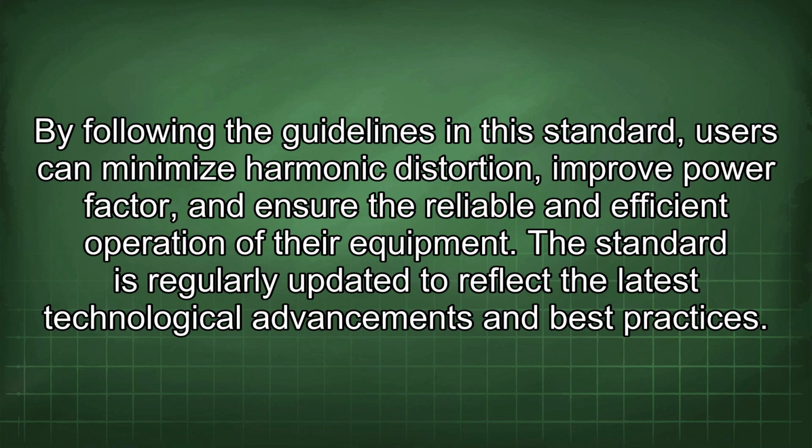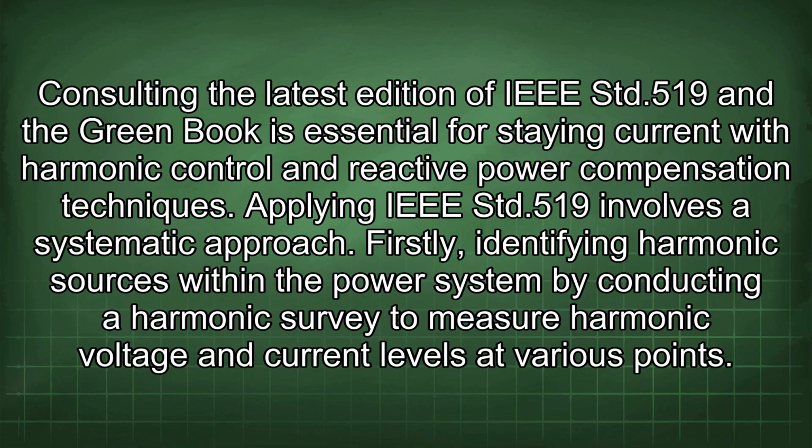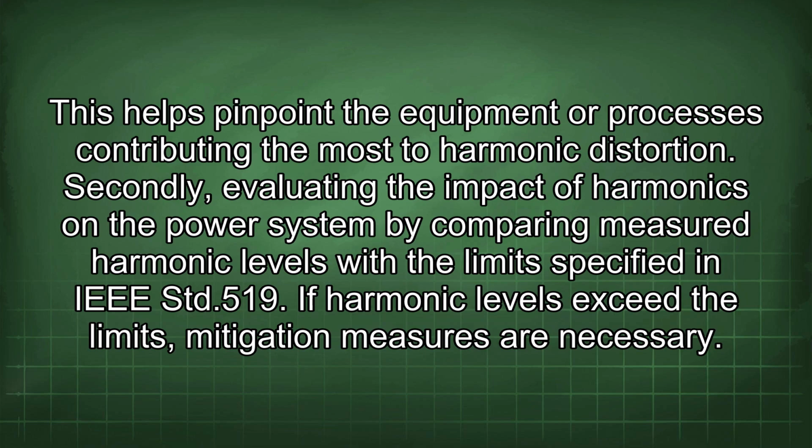The standard is regularly updated to reflect the latest technological advancements and best practices. Consulting the latest edition of IEEE Std.519 and the Green Book is essential for staying current with harmonic control and reactive power compensation techniques. Applying IEEE Std.519 involves a systematic approach. Firstly, identifying harmonic sources within the power system by conducting a harmonic survey to measure harmonic voltage and current levels at various points. This helps pinpoint the equipment or processes contributing the most to harmonic distortion.